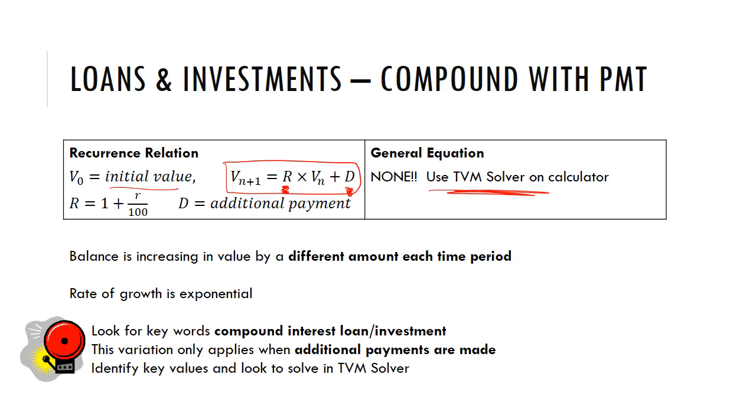Okay, so your balance is going to be, if it's an investment, increasing every time, but it's a different amount each time period. You have exponential growth because you've got that R value that you're multiplying by, and you're making a constant payment, which eventually will mean that either the loan is paid out or your investment reaches a certain point. So the key thing is to identify those key values for your Finance Solver, and look for those first, identify what you've got, and then work out what it is you need to solve for.